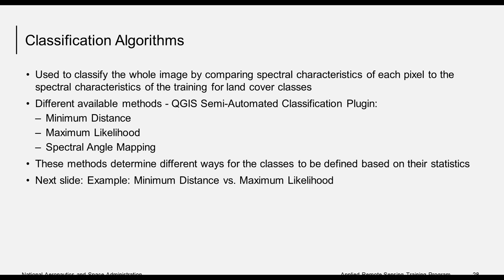Once training sites are selected, classification algorithms are used to classify the whole image by comparing spectral characteristics of each pixel to the spectral characteristics of the training sites. There are many different kinds of algorithms out there. The plugin that we're going to use in QGIS has three algorithms: minimum distance, maximum likelihood, and spectral angle mapping. These methods use different approaches to define the classes. The next slide shows how minimum distance and maximum likelihood work.